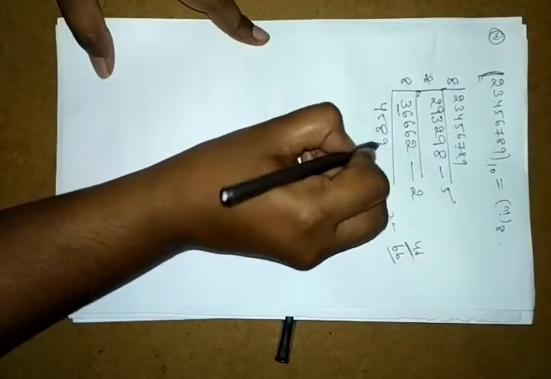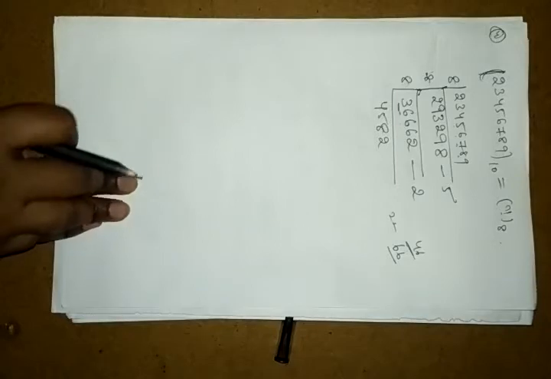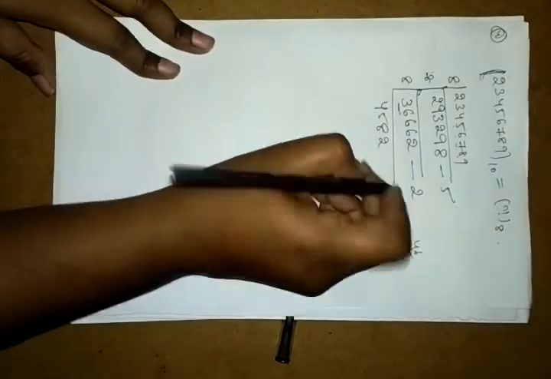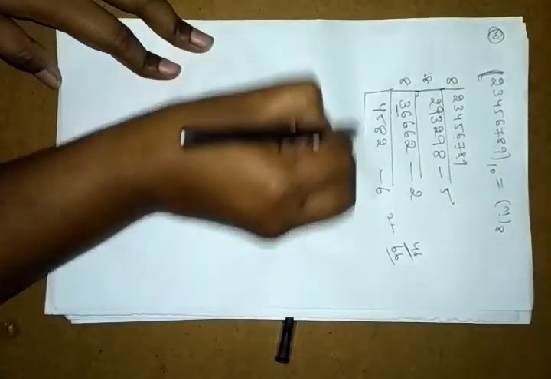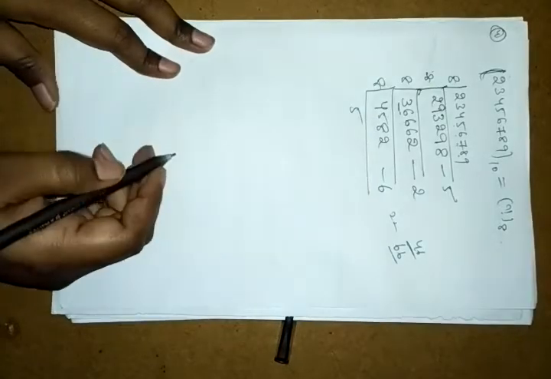Okay, so 8 2s are 16. So we'll get like 6 again. Okay, so what we have, 22 and 16, right? So we'll get the 6 here. And next here 8. 8 5s are 40.